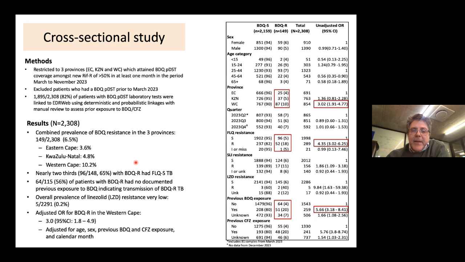A few other things: the overall prevalence of linezolid resistance was incredibly low, with only 5 patients, or 0.2% amongst the patients. And then lastly, an adjusted odds ratio for bedaquiline resistance in the Western Cape, adjusted for age, sex, previous bedaquiline or clofazimine exposure, and calendar month, still remained at about 3 times that of the baseline, which is in this case the Eastern Cape. So despite adjustment, the risk for bedaquiline resistance in the Western Cape remained higher.